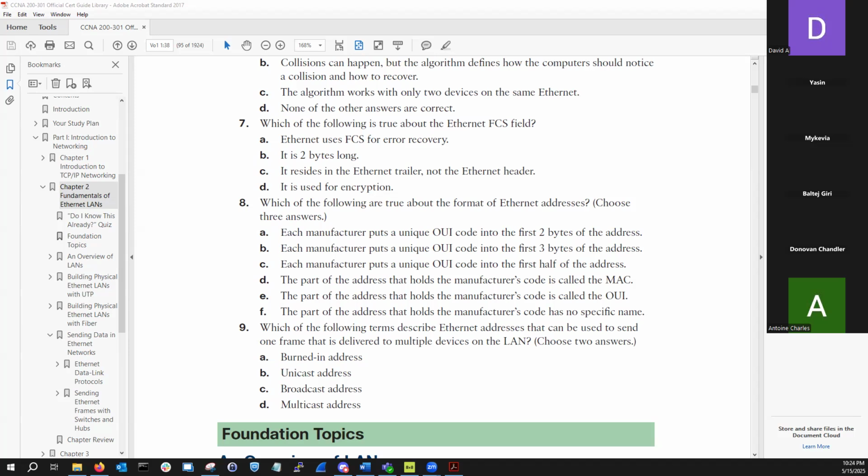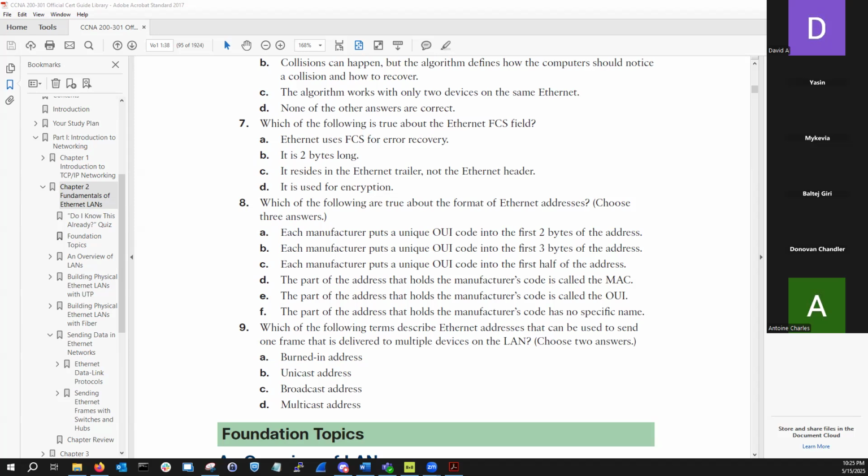Answer C: each manufacturer puts a unique OUI code into the first half of the address. That's correct. Let's look at D: the part of the address that holds the manufacturer's code is called the MAC. That's incorrect. The entire address is the MAC address, not the part that holds the manufacturer's code. E: the part of the address that holds the manufacturer's code is called the OUI. That is correct, which means B, C, and E are our answers.